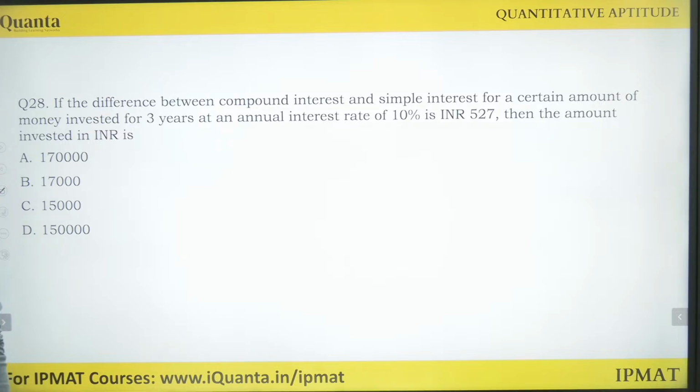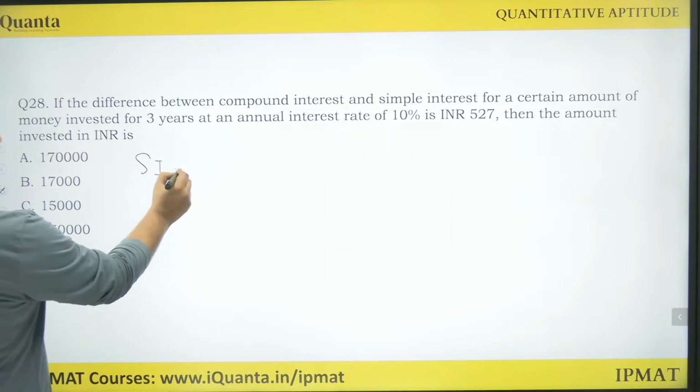If the difference between compound interest and simple interest for a certain amount of money invested for 3 years at an annual interest rate of 10% is INR 527, then the invested amount is how much? Okay. So SI will be equal to how much for this?